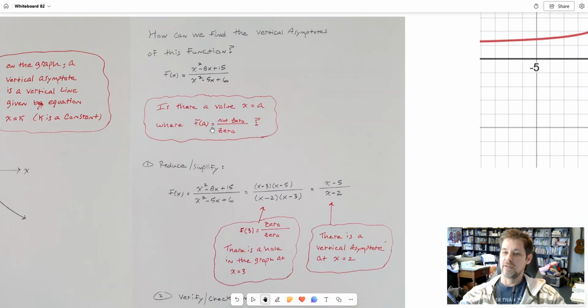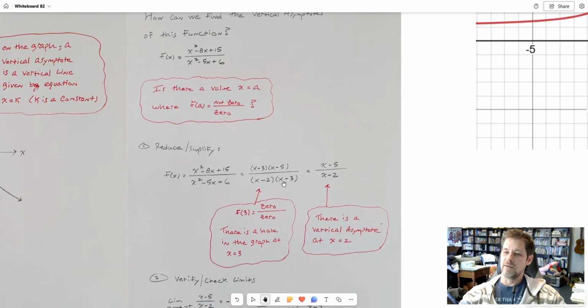I'll take the function I have and I'll try to reduce it or simplify it in order to see more about it. I notice that this can be factored. Here in this step, I notice I have common factors of x minus 3 in the numerator and denominator.